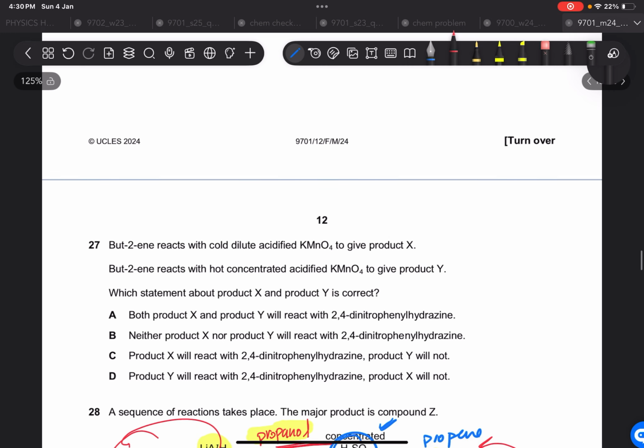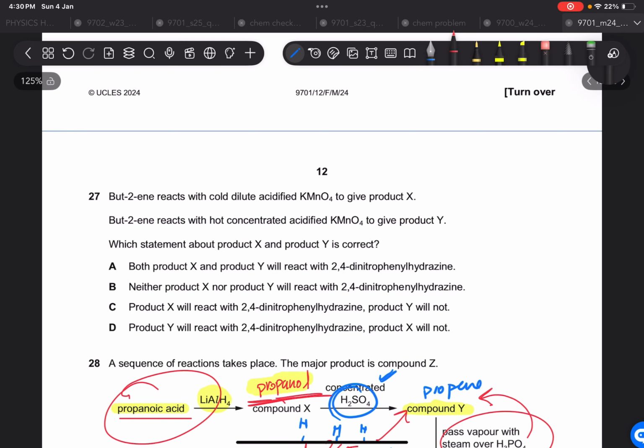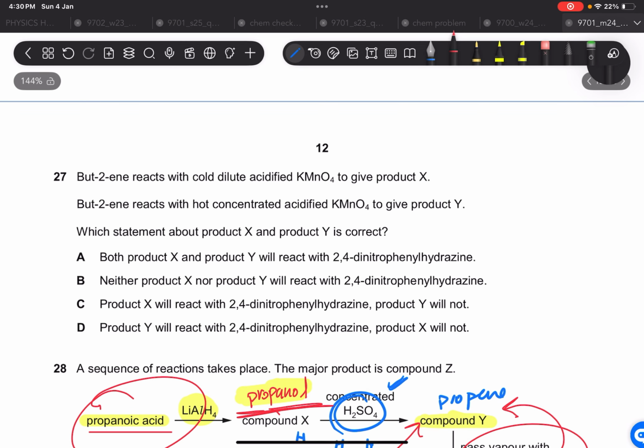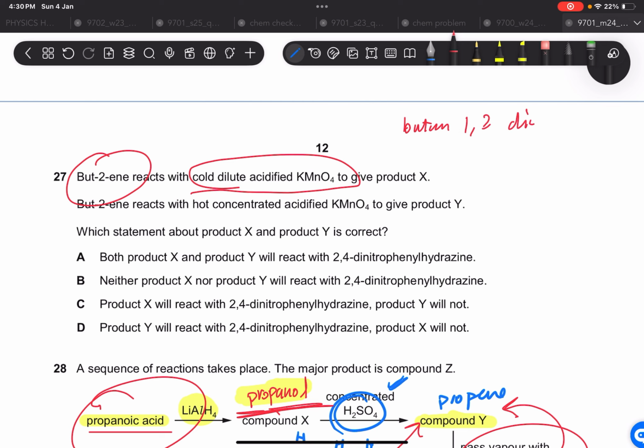Nice question. Butene reacts with cold dilute acidified KMnO4 to give product X. What's gonna happen is that we have an alkene, we make it react with cold dilute acidified KMnO4, and it's gonna be oxidized to form a diol. And what are we gonna form? We're gonna form butane-1,2-diol. Which statement about the product X and the product Y is correct?